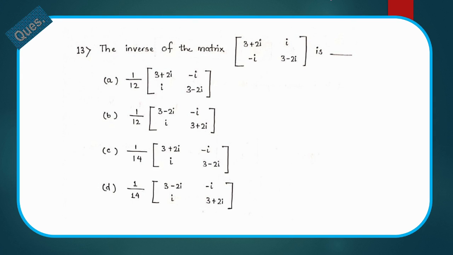So next question, the inverse of the matrix. Here the matrix is given as 3 plus 2i, i, minus i, 3 minus 2i, where i is root over of minus 1. It is asking to find the inverse of this matrix, and these are the options. We will solve this problem first, then we'll go to the concept of the inverse of the matrix.